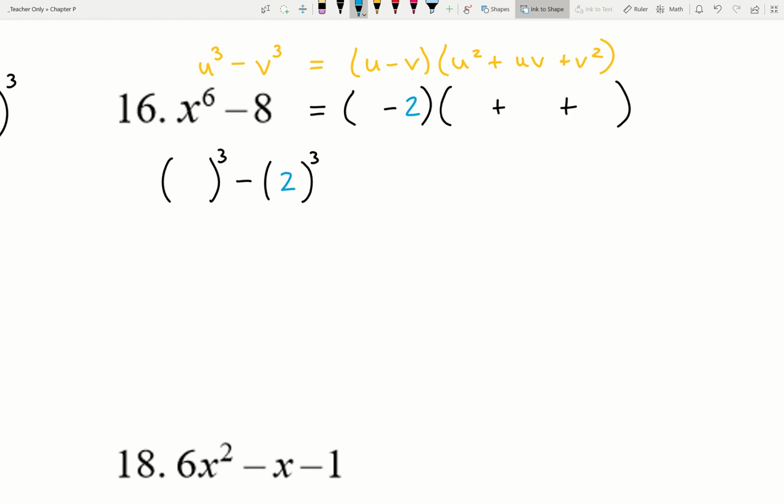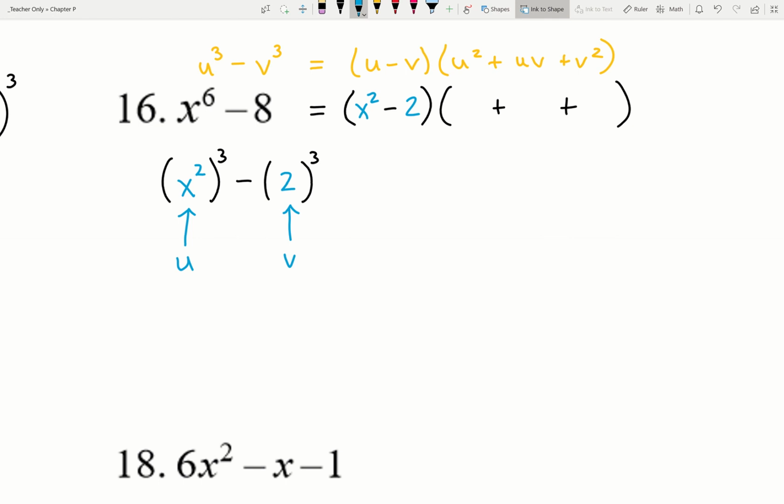What do you cube to get x to the 6th? Well, if you think about that for a moment, that would have to be x squared because power to power means that I multiply those exponents, so that would be a 2 times 3. That would give me my 6 that I had originally, okay? So that would actually be x squared that is going to be playing the role of u. So again, that's the type of thinking we're going to have to do here in order to figure out what u and v are so that we can plug our things in, and then we'll be right as rain, okay?